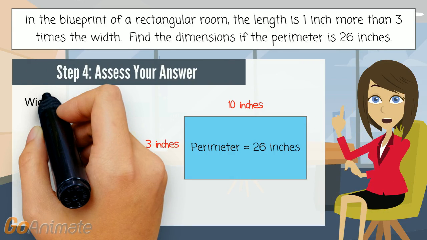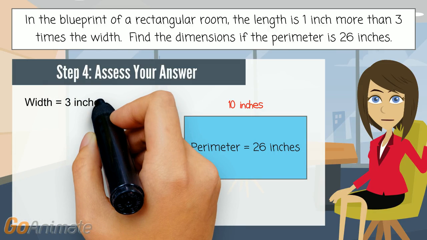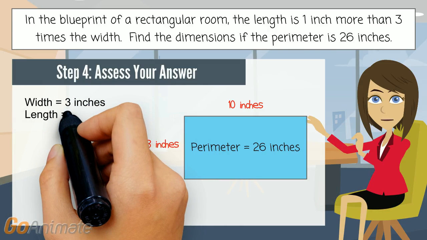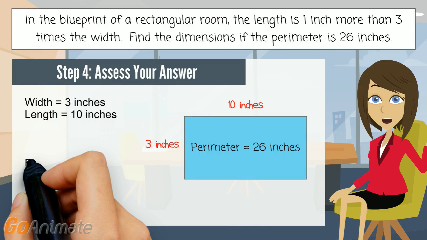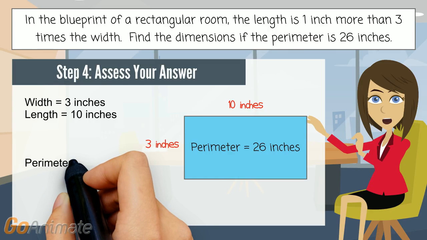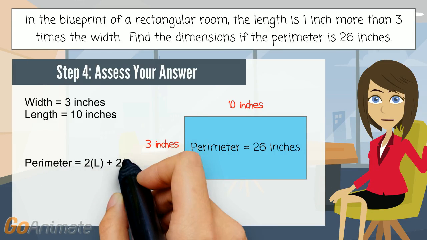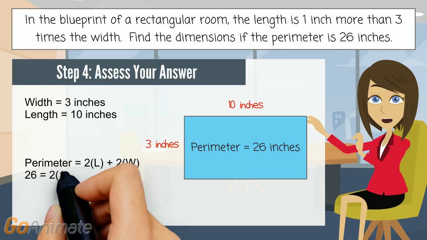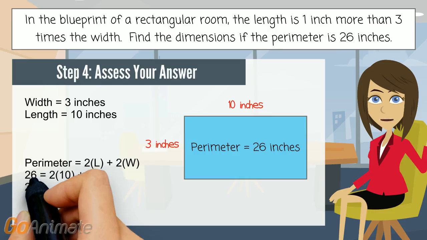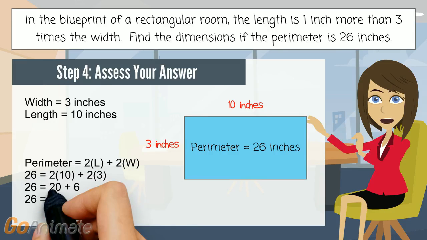And last but certainly not least, we have to check our work. We know the width is 3 and the length is 10. They gave us that the perimeter is 26, and this is how we can check our work. Plug the length and the width into the perimeter formula and see if it equals 26. And it does, so we know we have the right answer.